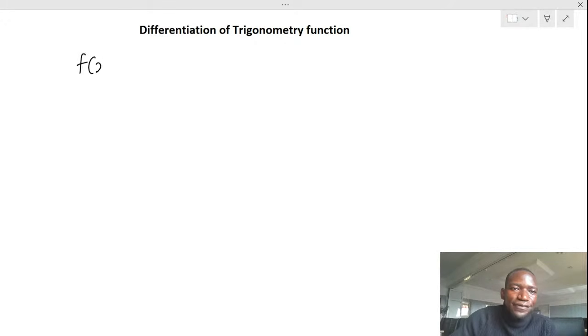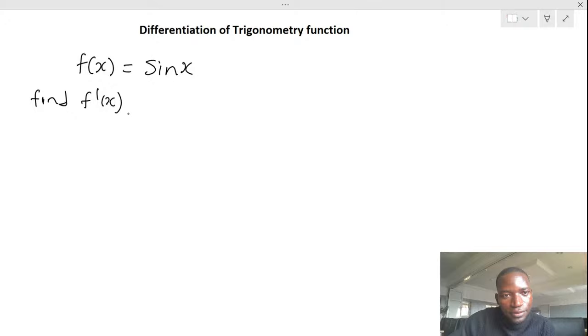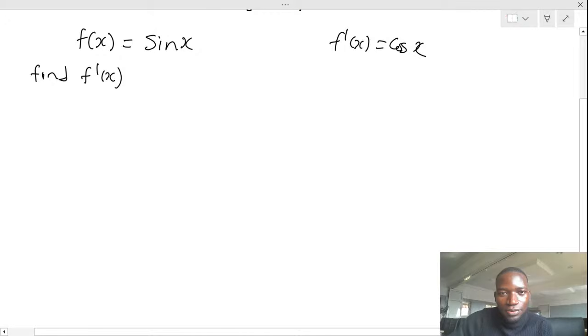Okay. So if I have my f of x to be equal to sine x, and we are told to find f prime of x, we already know from the standard differential coefficient I just showed us that f prime of x will definitely give us cos x. But how do we prove it? We can use differentiation from first principle to prove it. Okay, let me make it very fast. I have several methods of proving it, but let me look for the shortest and the fastest.